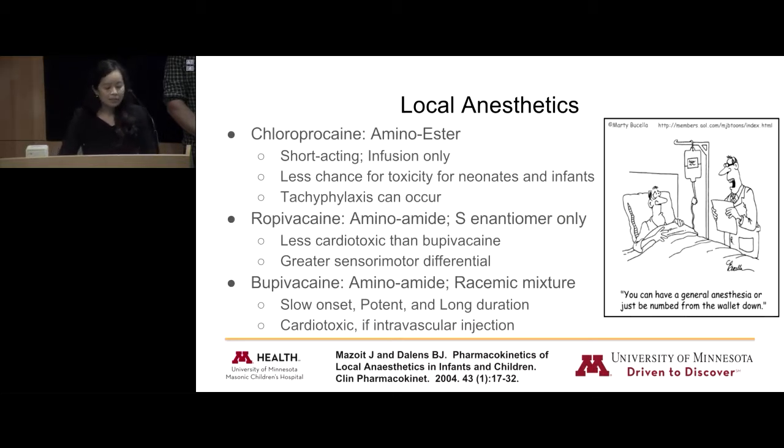Bupivacaine is an amide, and it's in a racemic mixture, and that causes it to be relatively quite cardiotoxic if it is accidentally injected intravascularly, and oftentimes we'll combine that with epinephrine to signal a tachycardia and EKG changes if that were the case. It's quite potent, as mentioned. The onset is slow. It takes longer to set up, but the duration of action is several hours. So it's great for a single injection of local anesthesia.